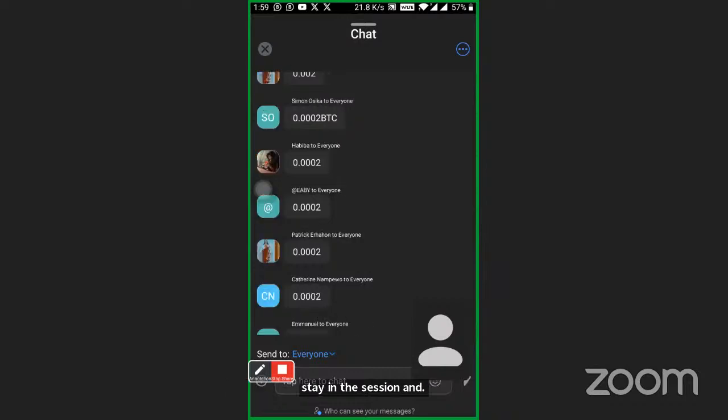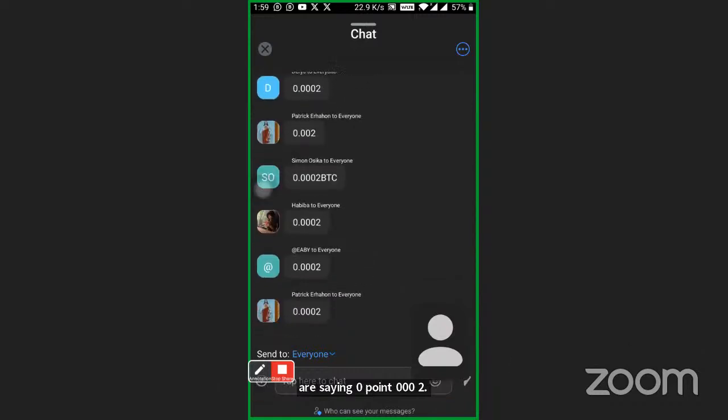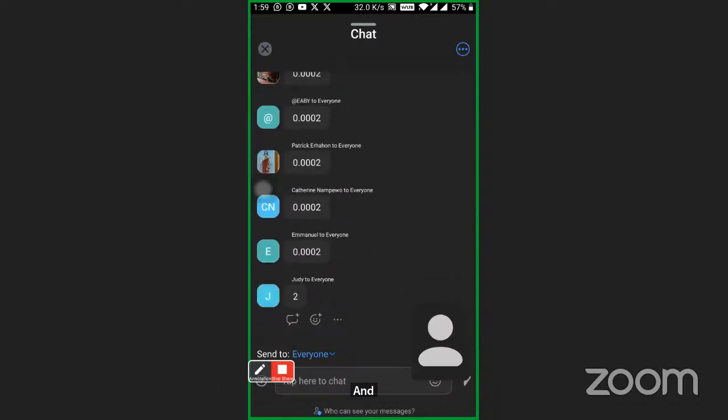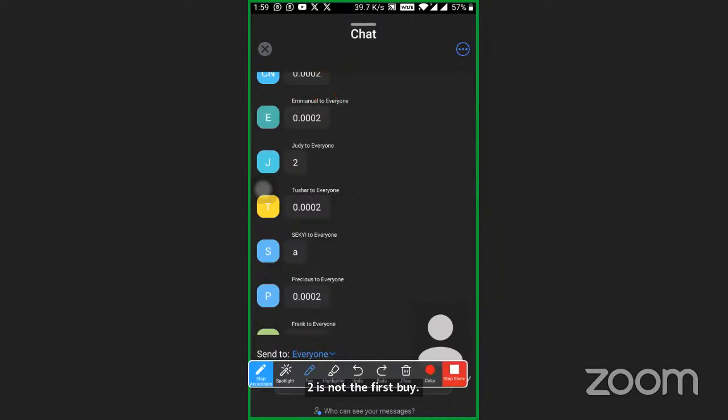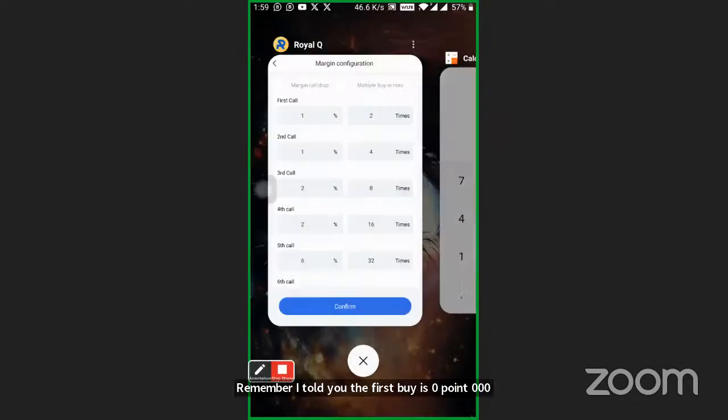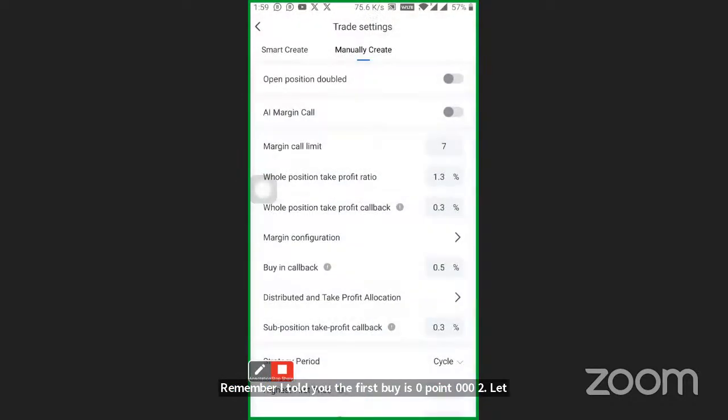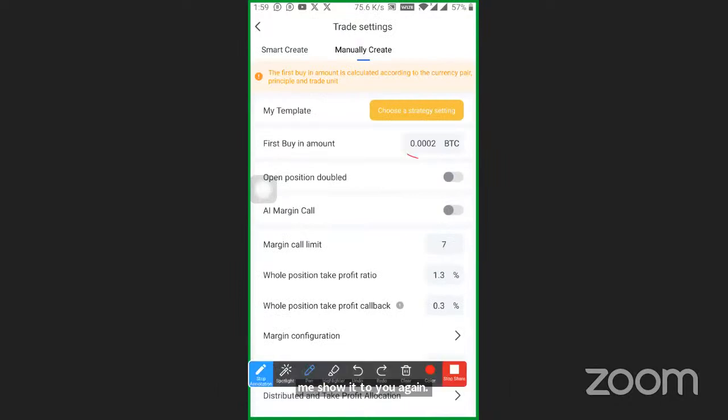Okay, some people are saying 0.0002, and some people may be missing 1 or 2 zeros. So most of you are correct. Someone is saying 2 times. No, 2 is not the first buy. Remember, I told you the first buy is 0.0002. Let me show it to you again. When we go to the previous page, here we have written the first buy in amount. What is this? 0.0002. This is our first buy.